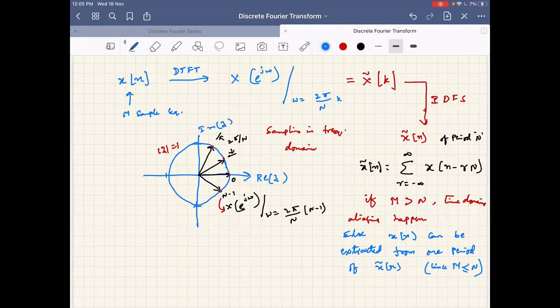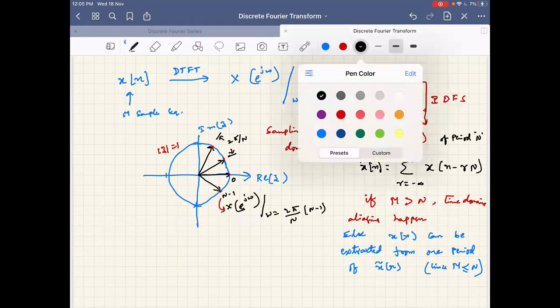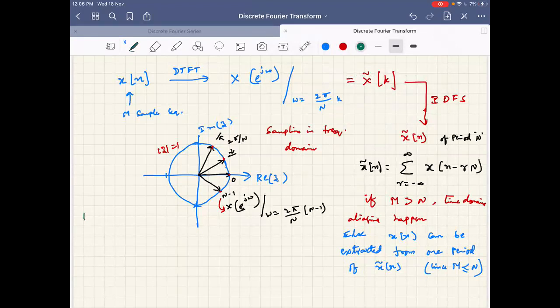Now consider a special case. We want to consider a case where m equals n. So if m equals n, what happens? X of n can be extracted exactly from one period of x tilde of n, and aliasing is just avoided. Say for example, I will just take a small example for illustration.